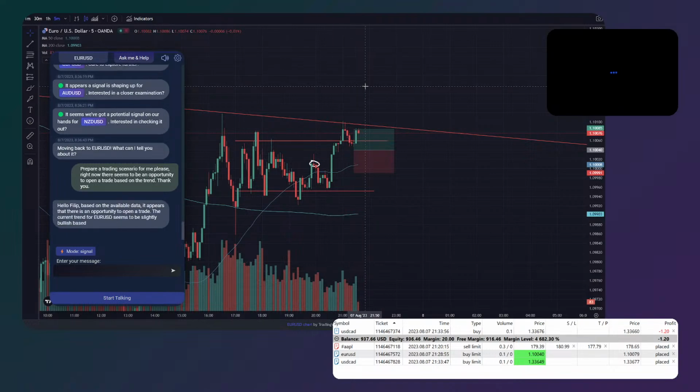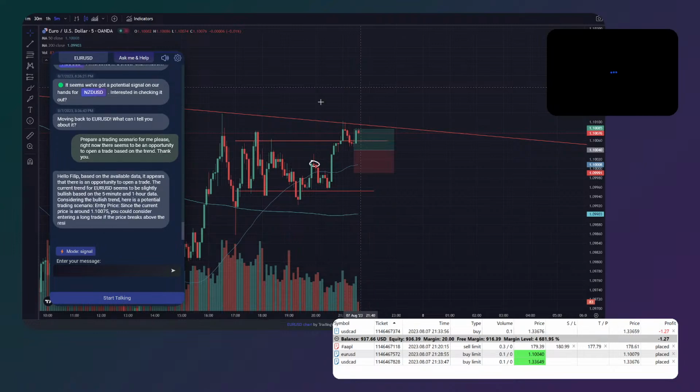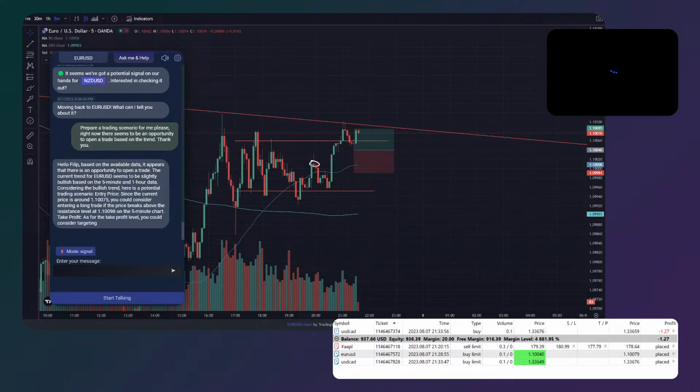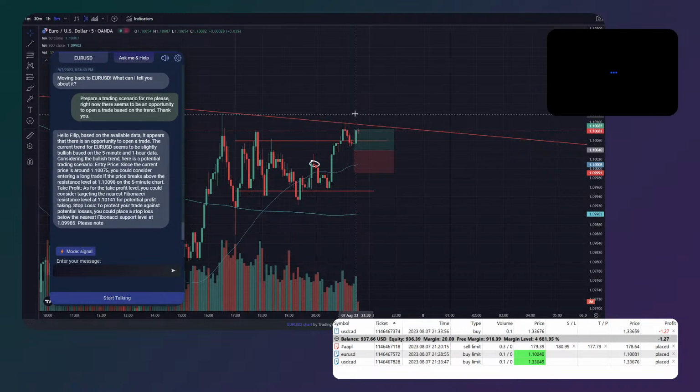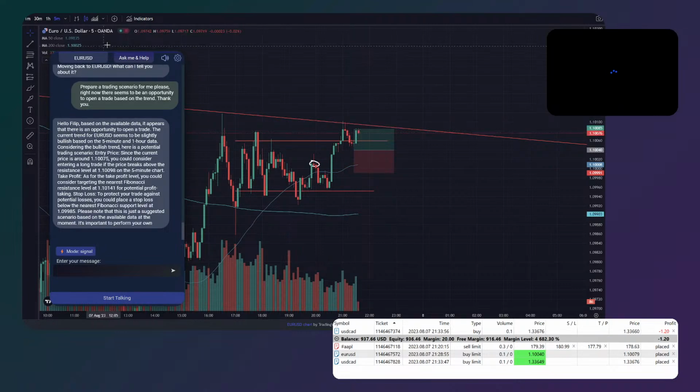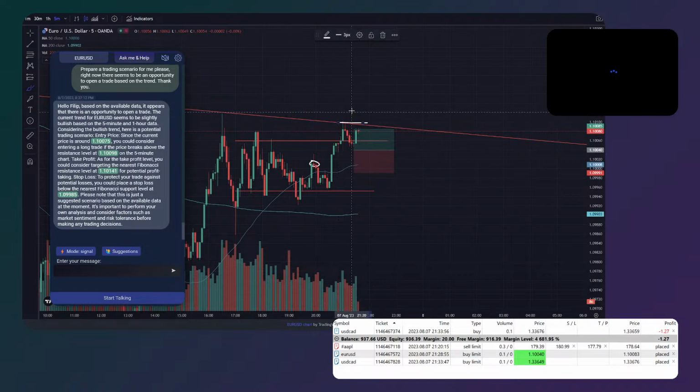Hello, Philip. Based on the available data, it appears that there is an opportunity to open a trade. The current trend for EUR/USD seems to be slightly bullish based on the 5-minute and 1-hour data. Considering the bullish trend, here is a potential trading scenario. Entry. So the AI is now suggesting to wait for a break above around here. That's not bad, but I would put it a little bit higher because we've got those spikes over here. Why don't we put it over here? You know what I'm saying? Because you want to make really sure that it catches the bullish potential here.